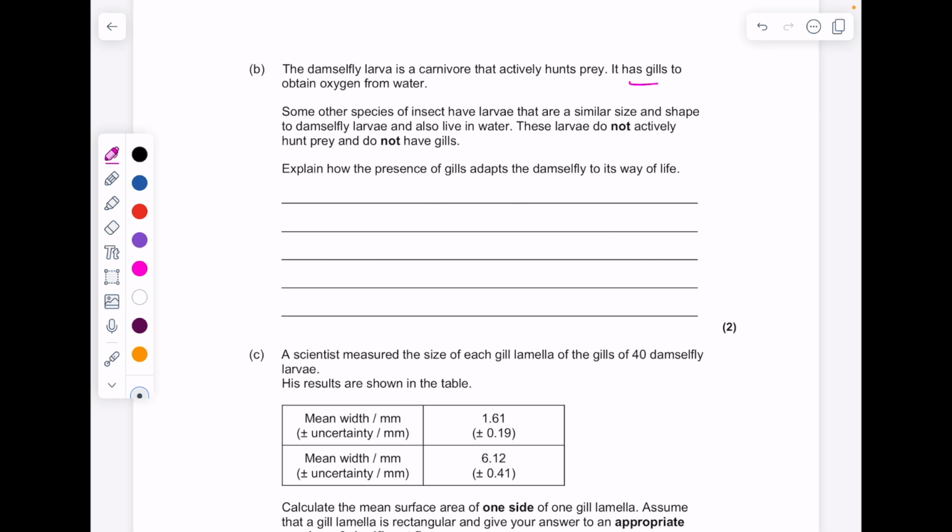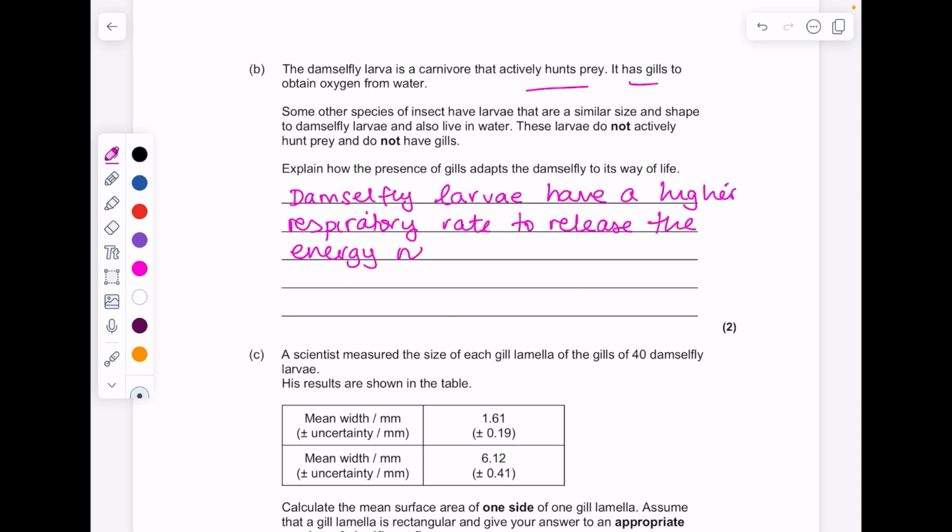The fact that the larva is a carnivore means that it's actively having to hunt its prey, as it says here. So it's going to need to release a lot of energy in order to do that. So we're going to say that the damselfly larvae have a higher respiratory rate to release the energy needed to hunt prey.